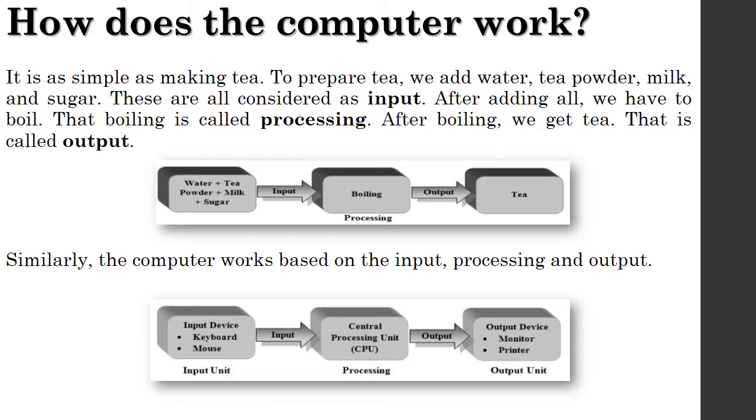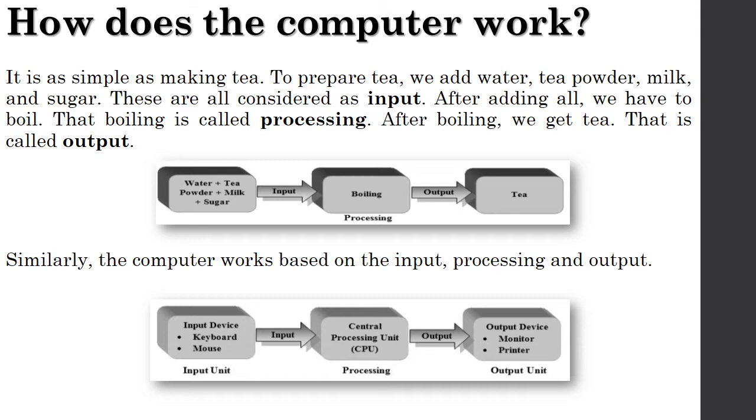Next, we turn on the gas, we keep the vessel and we add all these 4 ingredients and then it starts boiling. This is known as processing. So boiling of the ingredients is called processing. After boiling, we get tea, which is called the output.